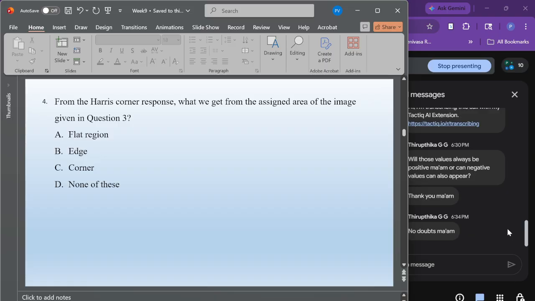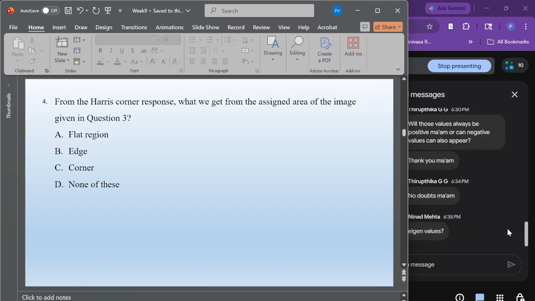How do we calculate the Harris response? Anyone knows? Eigenvalues. Okay. Let's see.